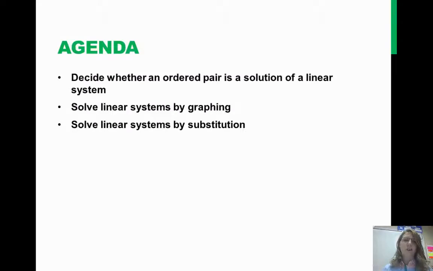On our agenda, we're going to decide whether an ordered pair is a solution of a linear system. We're going to solve linear systems by graphing, and we're also going to solve them by substitution.